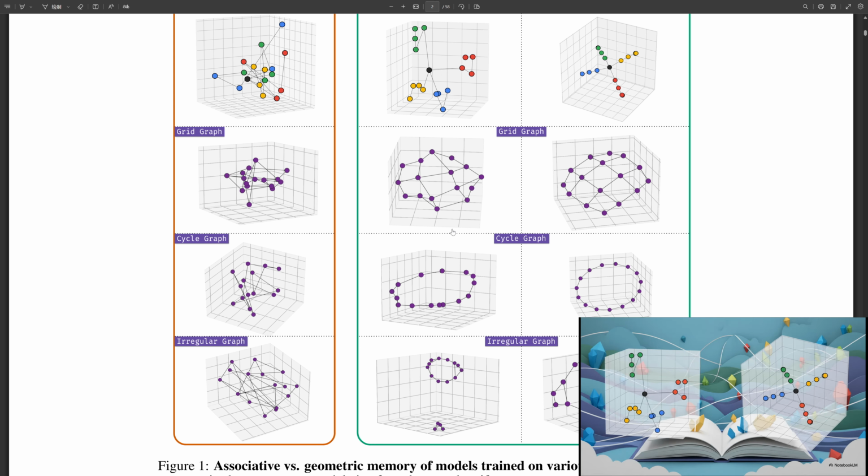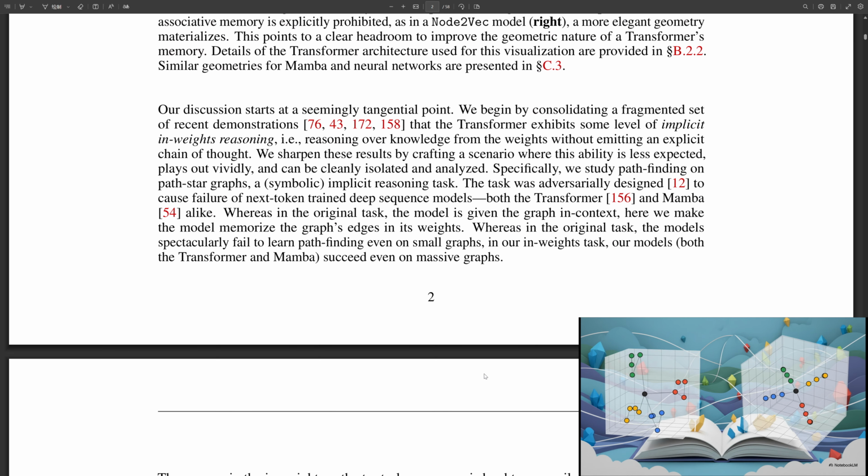This comparison is so interesting. On the left is the map created by our powerful transformer. On the right is a map from a much simpler model called Node2vec, which is actually forced to think geometrically. It doesn't have a choice. And notice how the simpler model's map is even cleaner, even more elegant. This suggests that even these advanced AIs like transformers aren't fully optimized for this kind of geometric thinking yet. There's still room for them to get better at it.